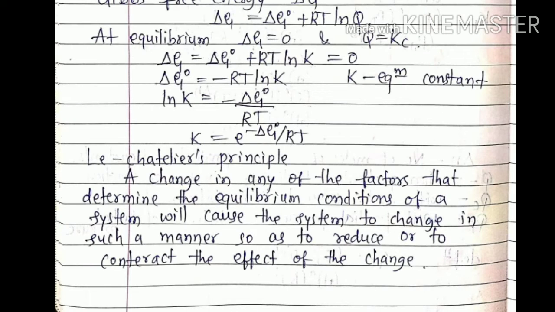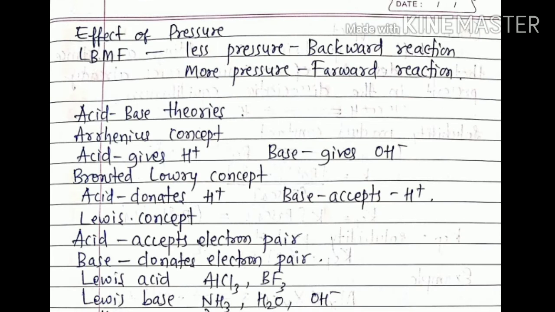Le Chatelier's principle: a change in any of the factors that determines the equilibrium conditions of a system will cause the system to change in such a direction so as to reduce or counteract the effect of the change. Effect of pressure: we can remember this in terms of LBMF. Less pressure, backward reaction. More pressure, forward reaction.